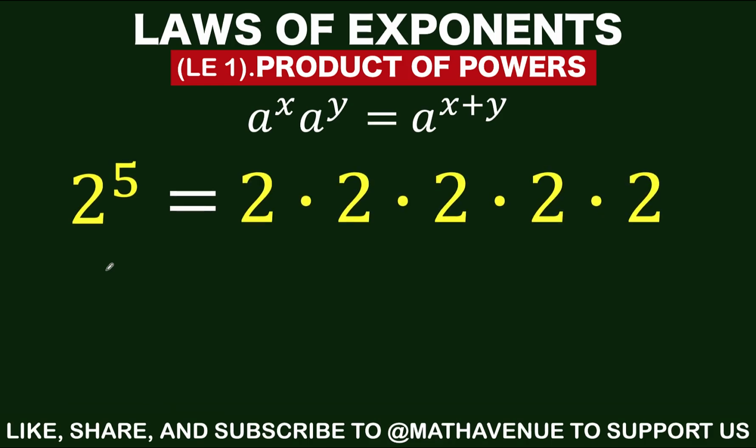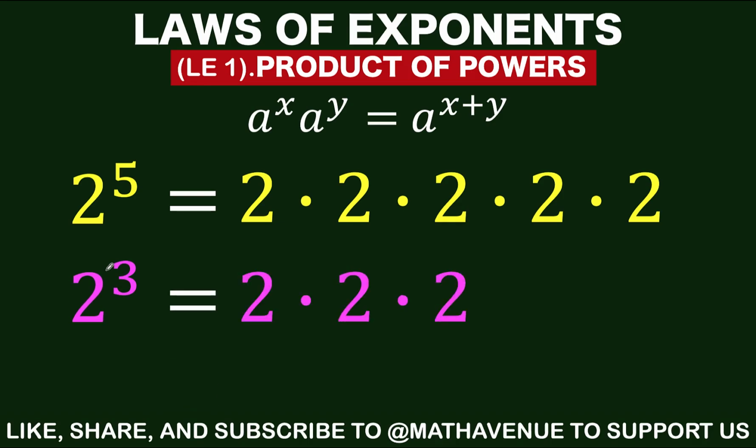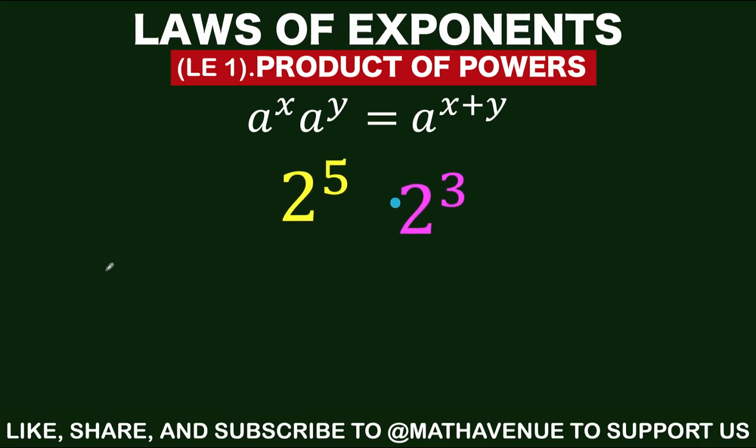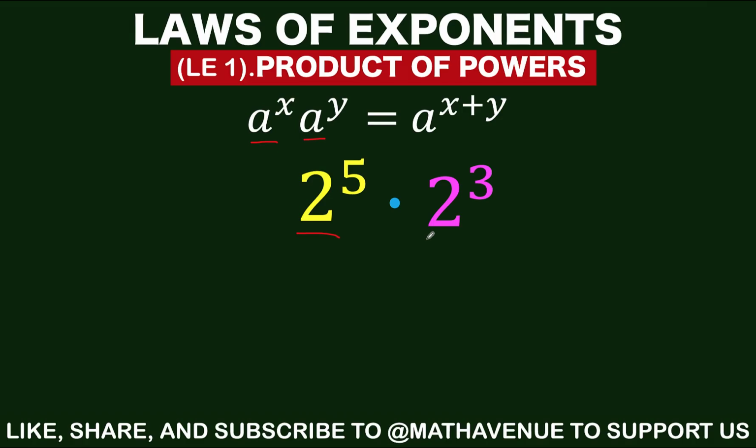If you have another exponential number, let's say 2 to the 3rd, that is equal to 2 times 2 times 2. Now, if you want to multiply this 2 to the 5th times 2 to the 3rd, that is now the form a to the x times a to the y, where our a to the x is 2 to the 5th, our a to the y is 2 to the 3rd. Notice that the base a here, that means the base 2, are also equal, and the exponents are 5 and 3. According to this law of exponent, we will just copy the base 2 and we will add the exponents 5 plus 3 to get 8.